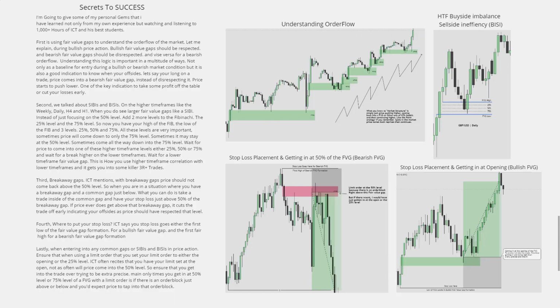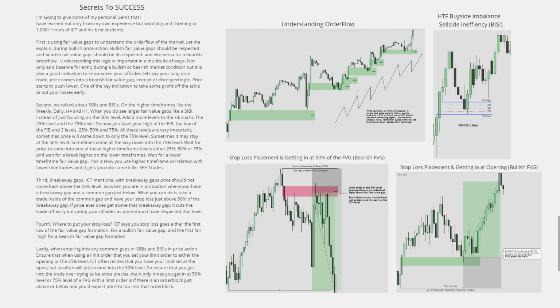Third, breakaway gaps. ICT mentions with breakaway gaps, price should not come back above or below the 50% level. So when you're in a situation where you have a breakaway gap and a common gap just below or above it, what you can do is take the trade inside of a common gap and have your stop loss just above or below the 50% of the breakaway gap if price does get above or below.